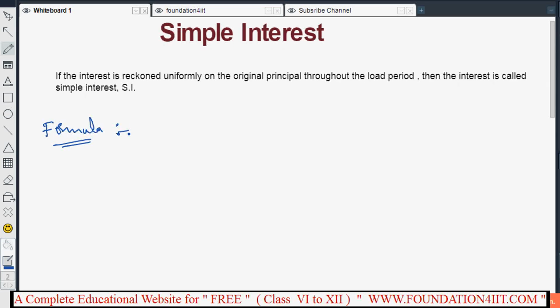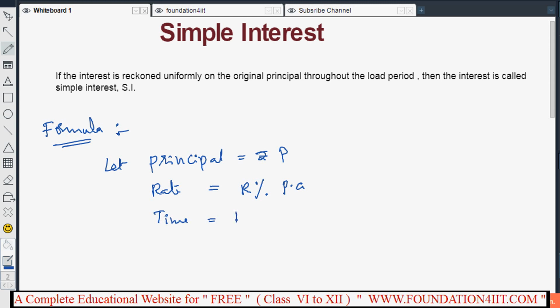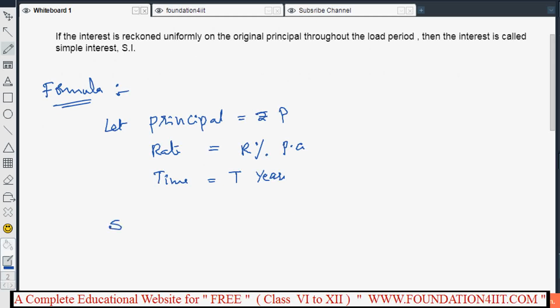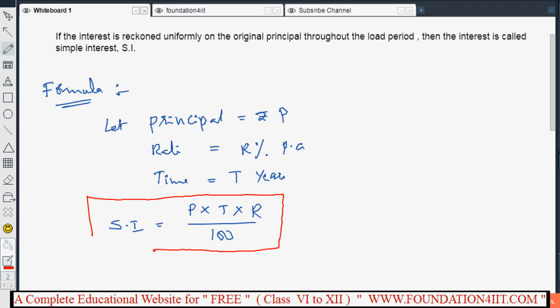So we have seen the terms before. Let principal be equal to rupees P. Rate is R% per annum, and time is equal to T years. So let time be equal to capital T, that is in years. Then simple interest is equal to principal into time into R by 100. PTR by 100 we can call it. So this is the formula we'll use to find simple interest.